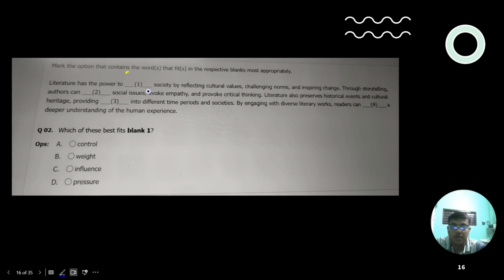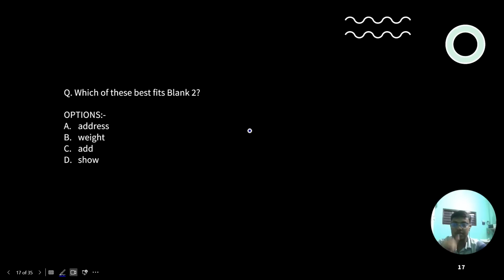Literature has the power to dash society by reflecting cultural values, challenging norms, and inspiring change. Which of these best fits in blank one? Literature has the power to dash society. Control, weight, influence, pressure. Influence is the correct option. So literature has the power to influence society by reflecting cultural values. People can be influenced by the cultural values and the challenging norms that literature provides. Let's move on to the next question.